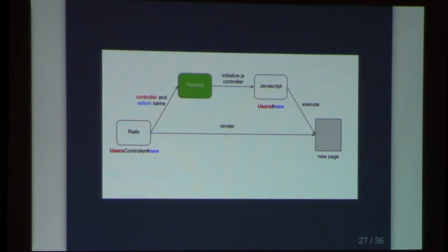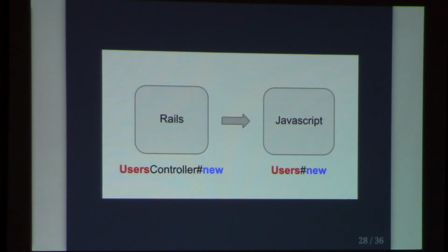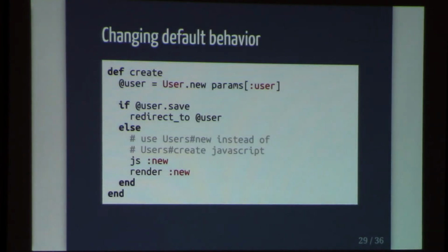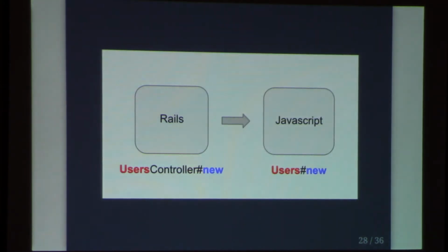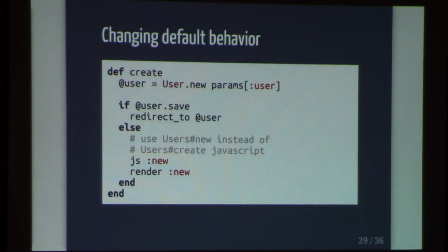Or in short, it is just like this. If the page is from users controller new, then on the JavaScript side, users new will execute. It's just it. Just the same controller name, same action name. We can also change this default behavior. So by default, this is what Paloma is doing, but we can also change that.